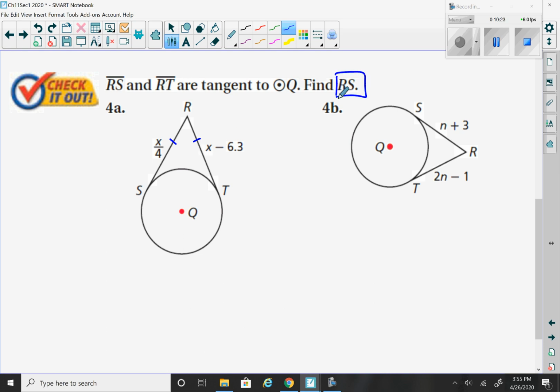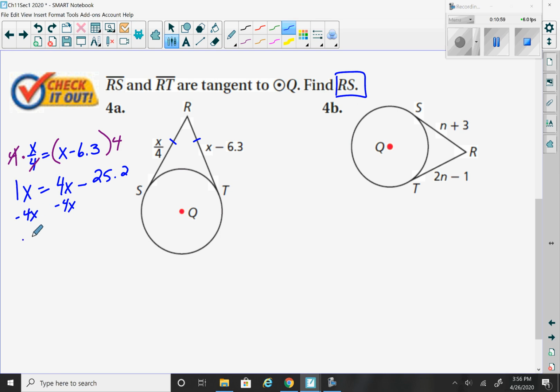So for this one on the left, we can say x over 4 equals x minus 6.3. I'm trying to solve this for x. Normally I like to get rid of my fractions first. So I'm going to multiply both sides of that equation by 4, the left side and right side. That's just going to help me get rid of that fraction. So x is equal to 4x minus 25.2, I think. Yes. And then I can go ahead and subtract 4x from both sides.